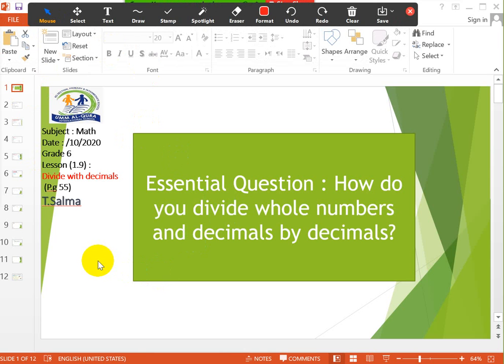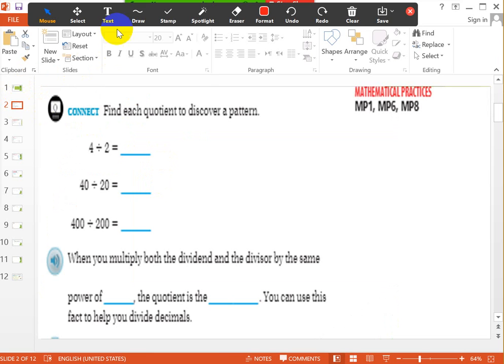Okay, so how do you divide whole numbers and decimals by decimals? In this lesson, the number will consist of a whole part and a decimal part, and I will divide by decimals also. So let's learn together how I will do that. First thing, I want you to remember this property together.